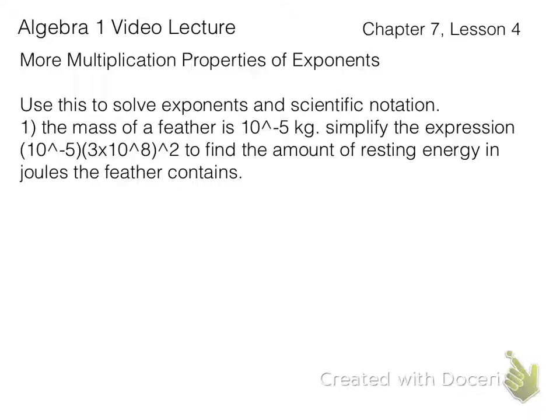So let's go ahead and apply this to a word problem, and apply this also to scientific notation, actually. The mass of a feather is 10 times 10 to the negative 5th kilograms. We're going to simplify the expression 10 to the negative 5th times 3 times 10 to the 8th to the 2nd to find the amount of resting energy in joules the feather contains, because the mass of the feather times 3 times 10 to the 8th to the 2nd will find you the resting energy.